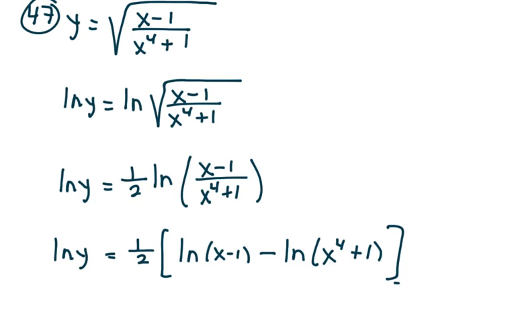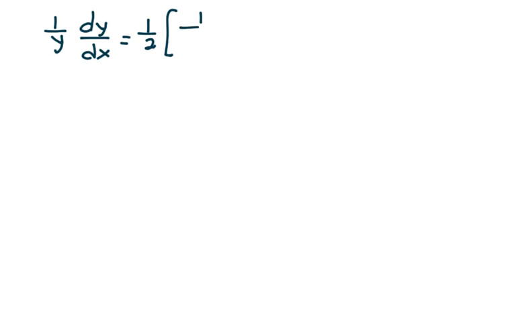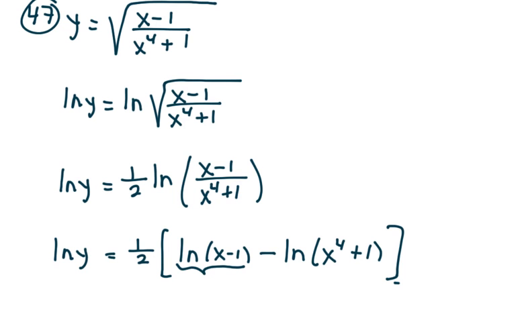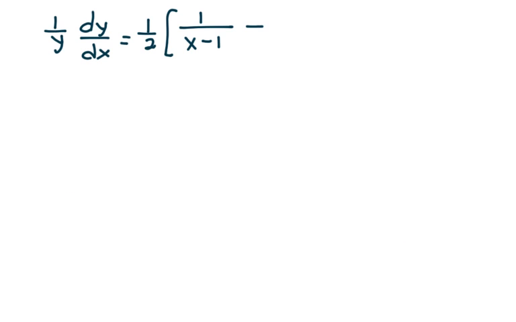So 1 over y dy/dx is 1/2 the quantity. And we're going to get, now, the derivative of natural log of (x minus 1) with respect to x is 1 over (x minus 1). So I'm going to put 1 over (x minus 1). The derivative of natural log of (x to the fourth plus 1) with respect to x, applying the chain rule, is 1 over (x to the fourth plus 1) times 4x cubed.